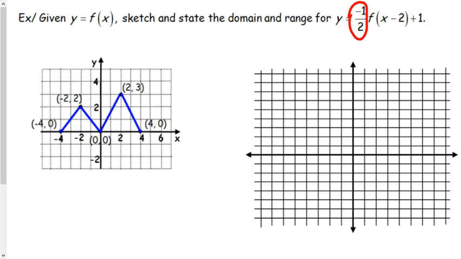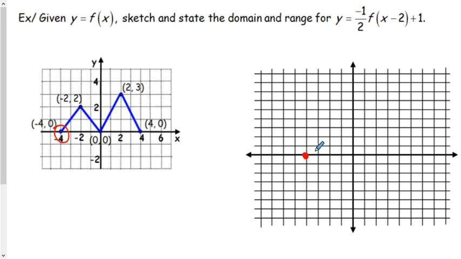Okay, so let's take each one of these points and let's try and go bit by bit. Here we go. Let's start with this point right here, -4, 0. So that would be on our graph 1, 2, 3, 4. That would be right here on our big graph.